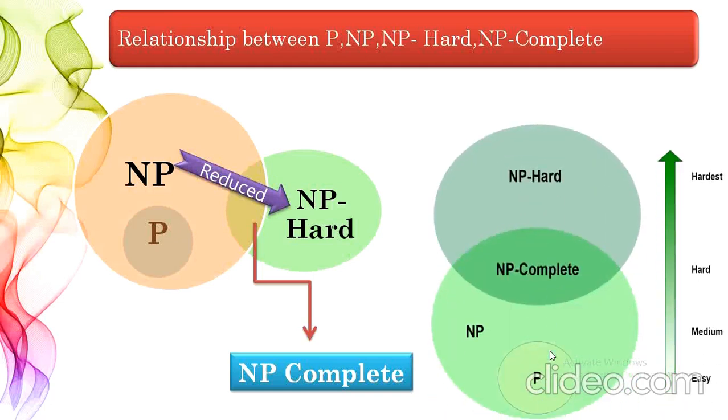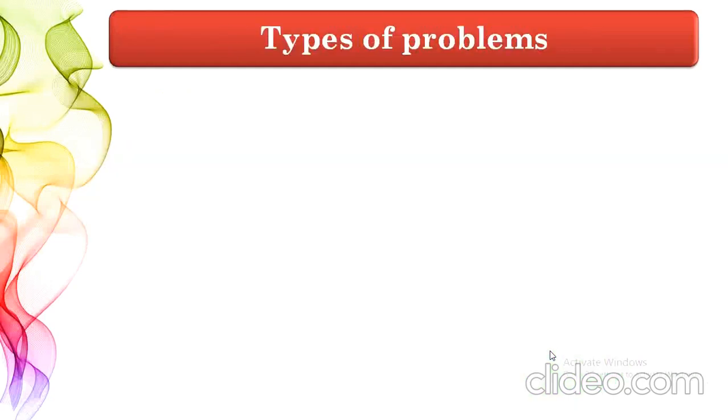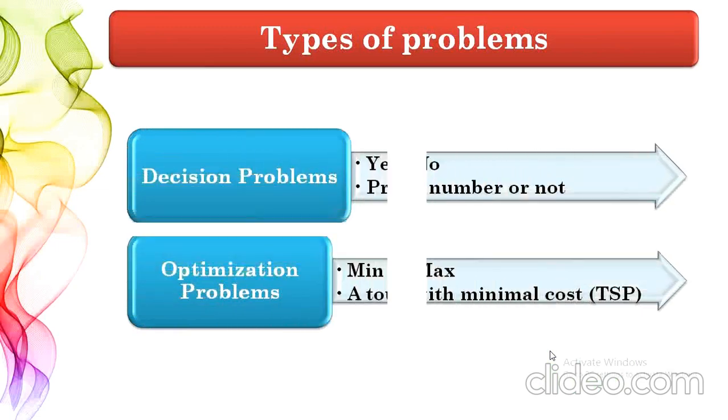This is the relationship between P to NP hard. The level is easy to hardest. According to mathematics and computer science, problems can be divided into two types: decision problems and optimization problems.